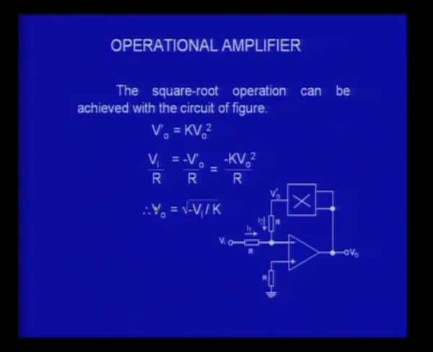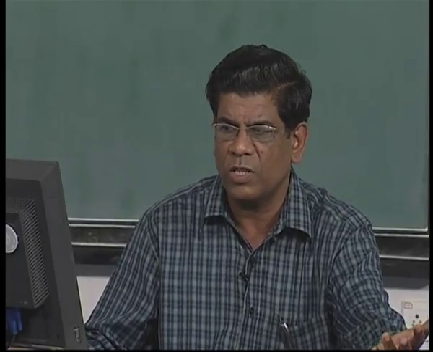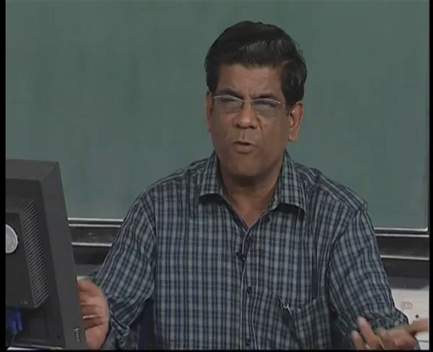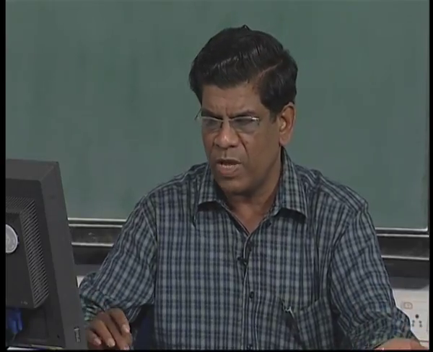So, you find the output voltage is the square root of Vi, the input voltage. There is a factor k which is coming in the denominator, corresponding to the multiplier relation, and there is also a negative sign. So, you can apply negative voltages and obtain positive values for this. By using this configuration, the square root of a given voltage can be obtained at the output. So, this amplifier is a square root amplifier. If I give a Vi, the output is proportional to root of Vi, that is what I get.